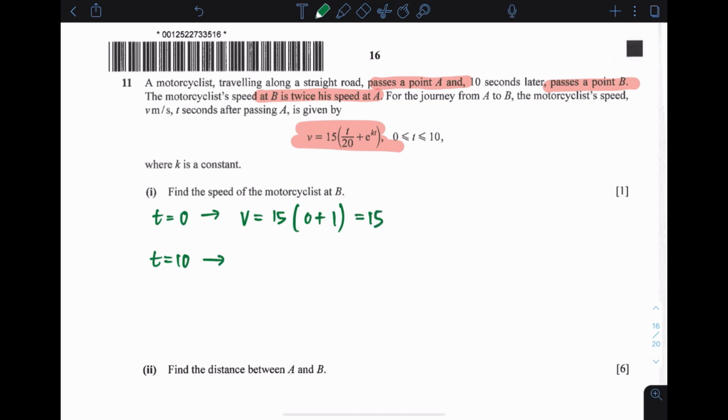For the time of 10, we don't need to calculate this, because they say that B is actually twice the speed of A, right? So this is just 15 multiplied by 2. You get 30. Yeah, quite simple. But what if we actually try to use the equation of the formula itself? I think that will actually benefit us. Although this question is only 1 mark, so we should leave our answer just like that.